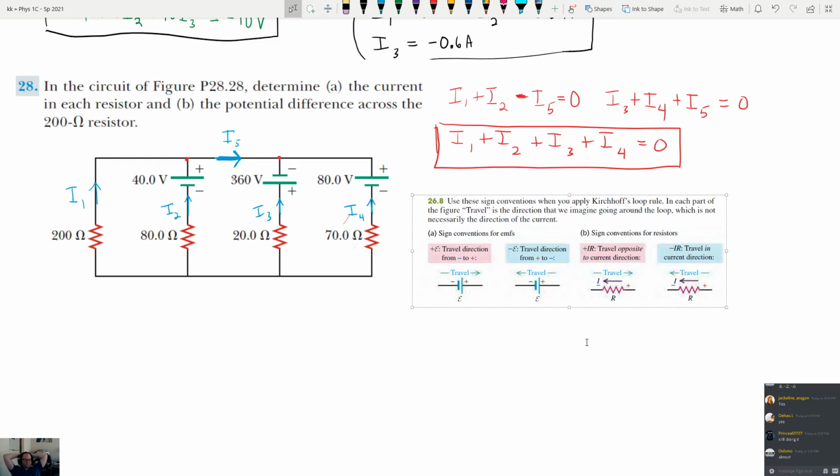I was just messing with it topologically. Topologically? What does that mean? Because of that, to get rid of that I5. Okay.